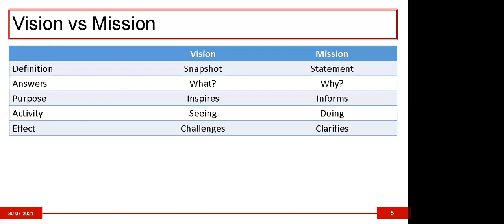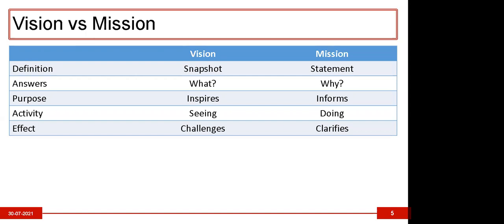Now, when we're working with the mission and vision, there is a lot of confusion. So, what exactly is the vision? What exactly is the mission? So I try to differentiate the mission and vision in these 5 perspectives based upon earlier researchers' work: the definition, the answers, what we want to get, the purpose, the next activity that we do, and the effect which we are going to realize.